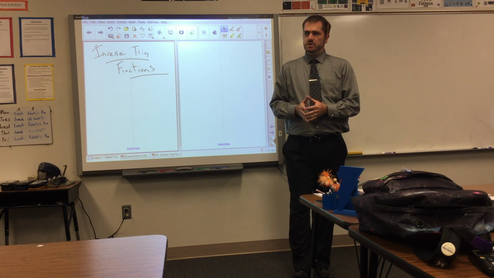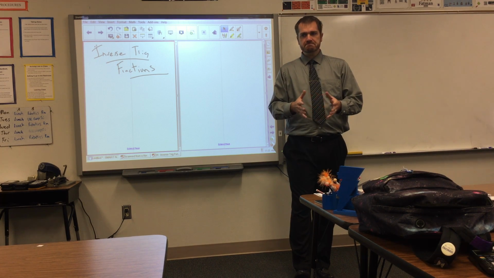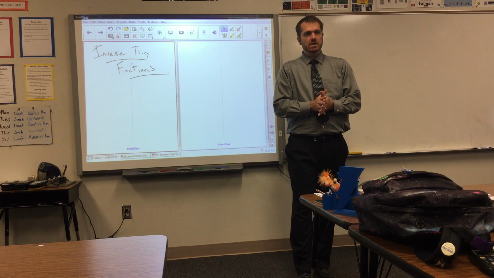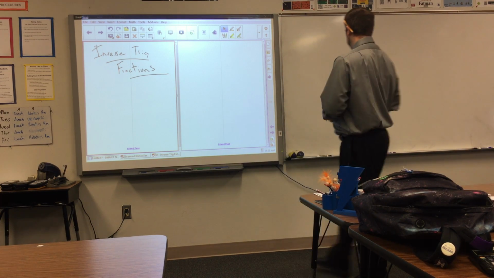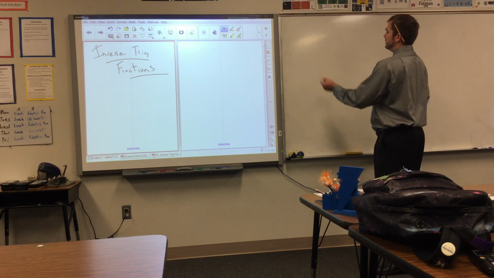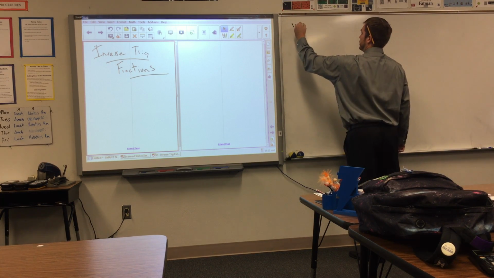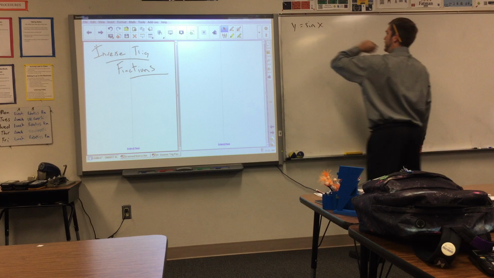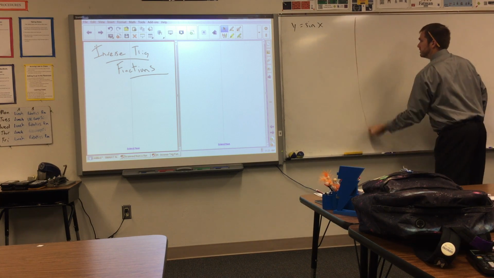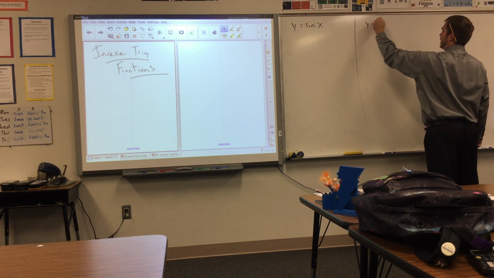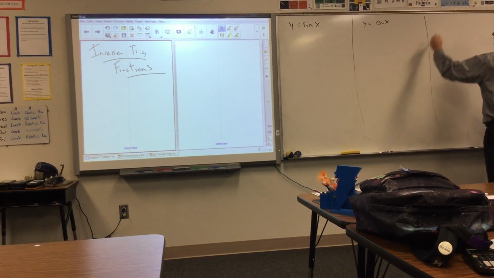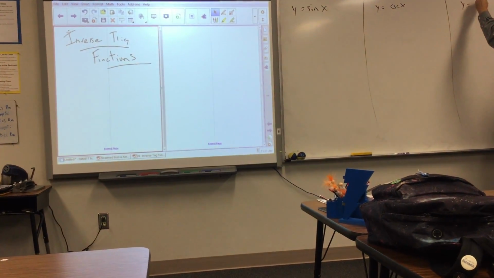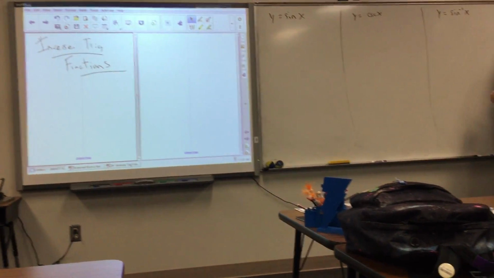Okay? So there are 3 items that we need to compare and contrast. 3 functions here. Okay? So I'll put them over here on this board. Y equals sine of x. Y equals cosecant of x. And y equals inverse sine of x.